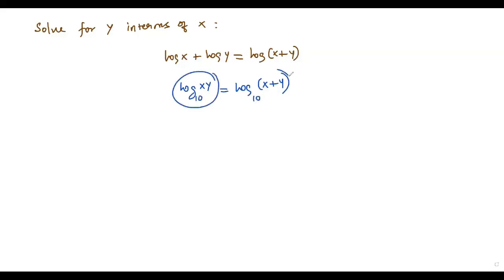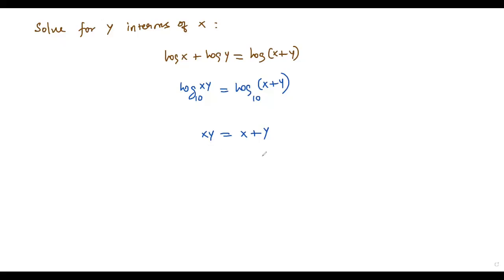So here this logarithm and this logarithm are equal. Whenever two logarithms are equal with the same base, we can equate the arguments. That is, x times y equals x plus y. Okay, so our aim is to solve for y in terms of x.